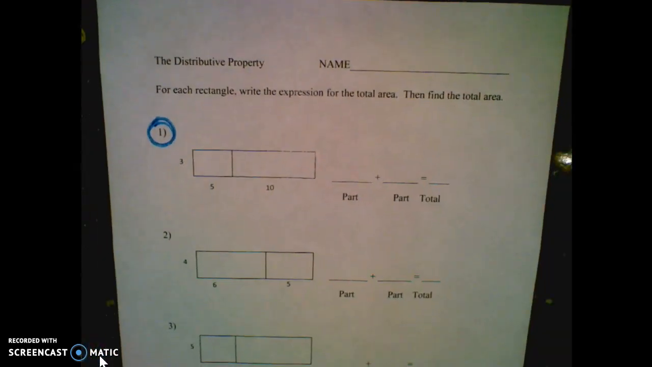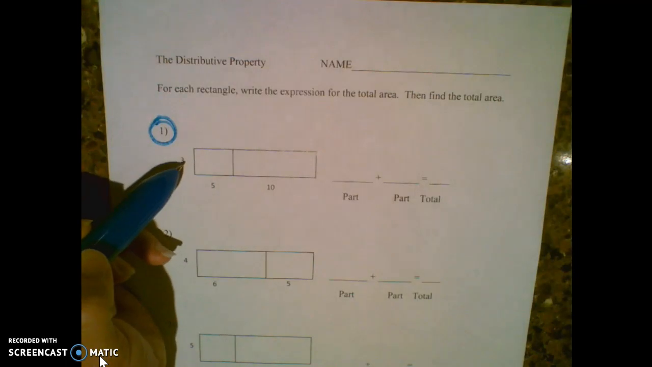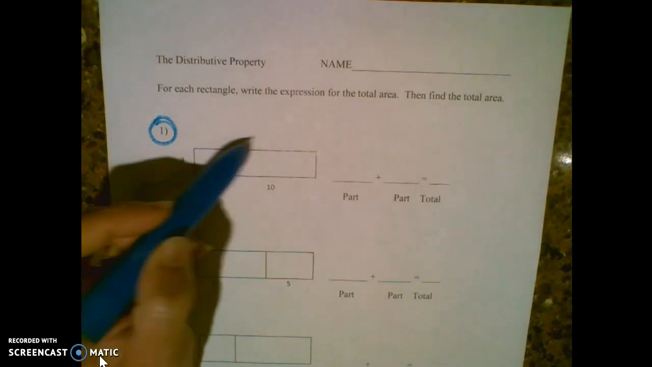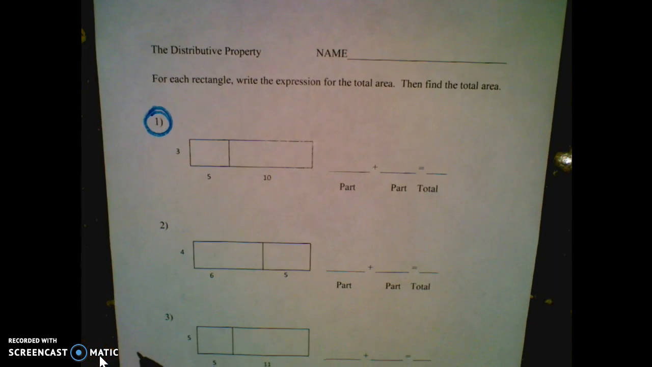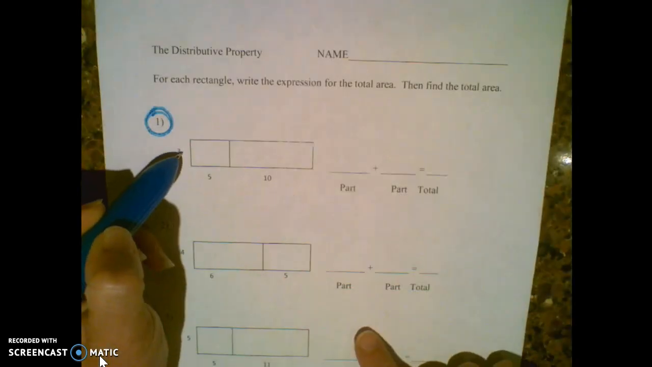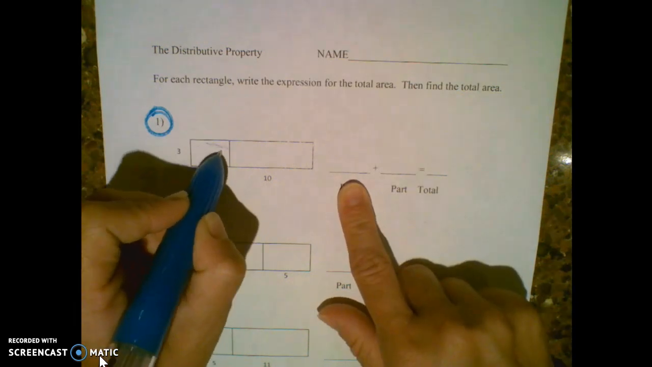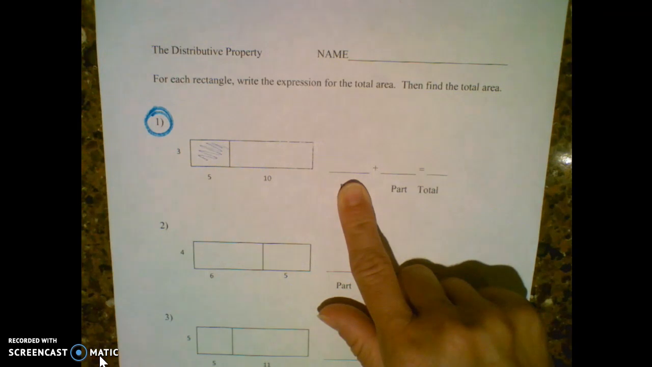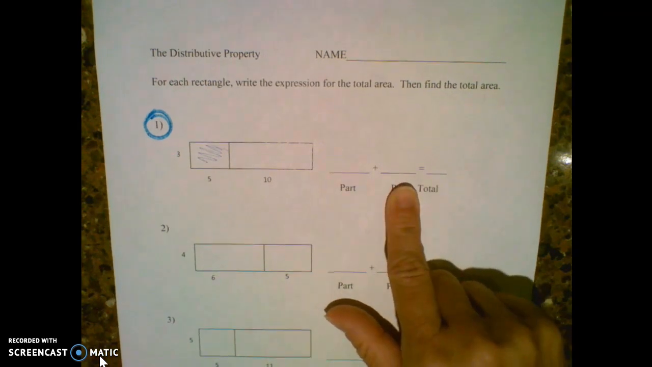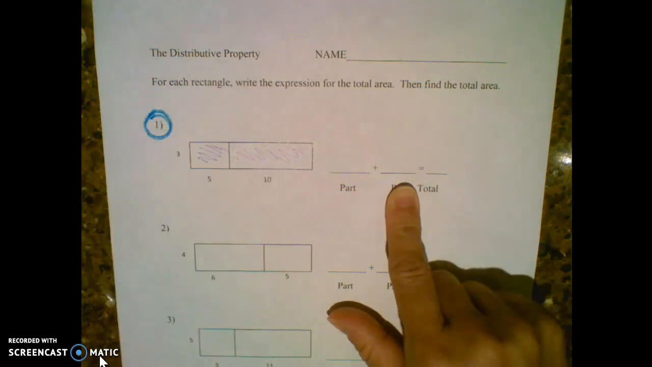So let's review how this relates to your quad work. For example, number 1, we looked at this. This is what we did in class together. When you go to rewrite this, you're saying part 1 is this space in here, and part 2, the second part here, would be this space in here. So let's look at that. So here we go.